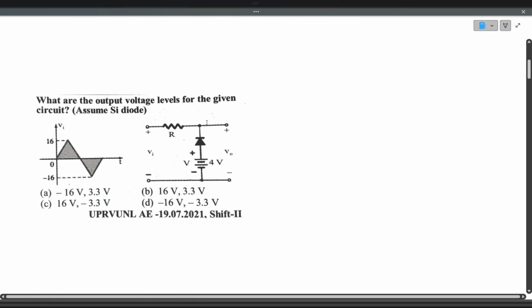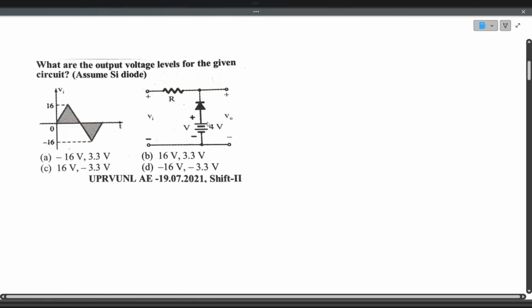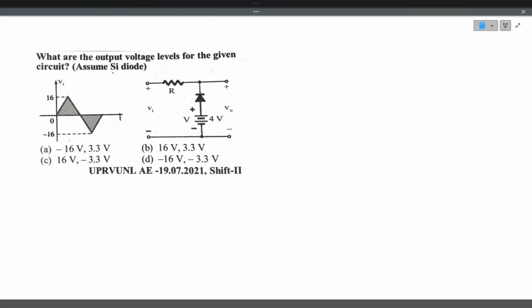Now let's see one more question. What are the output voltages for the given circuit? Assume it is a silicon diode. This is very important. Here they are telling us the diode is a silicon diode. So what is the assumption when it is a silicon diode? The cut-in voltage is 0.7 volt.